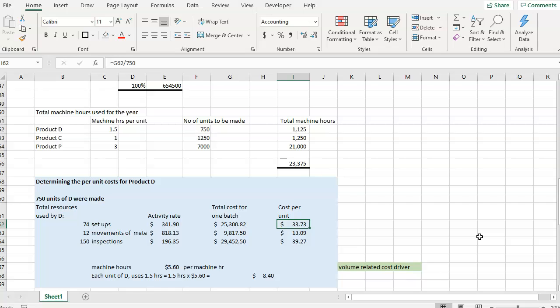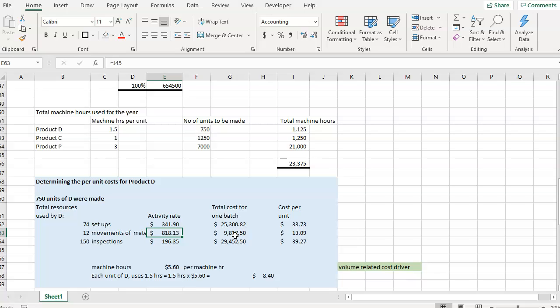Likewise, the same for the movements. D uses 12 movements for the year. Each movement of goods costs the company $818.13. So if you have 12 such movements, we're looking at $9,800 and something for the year for the full 750 units of D.